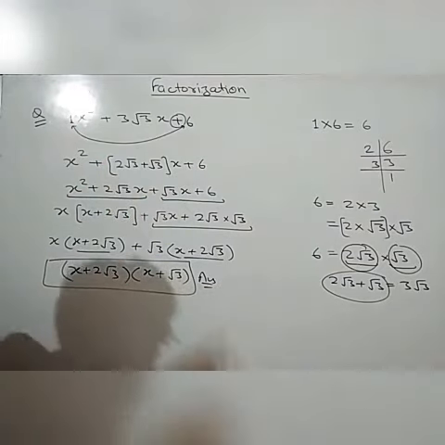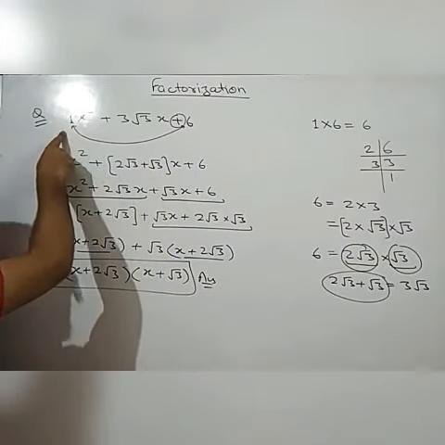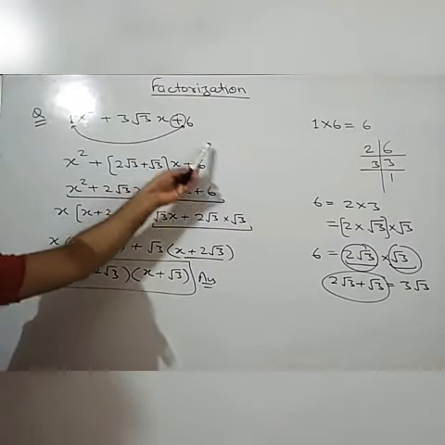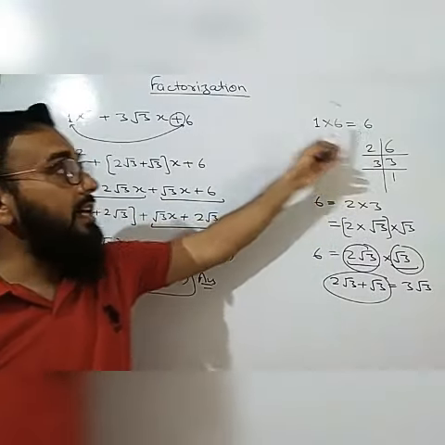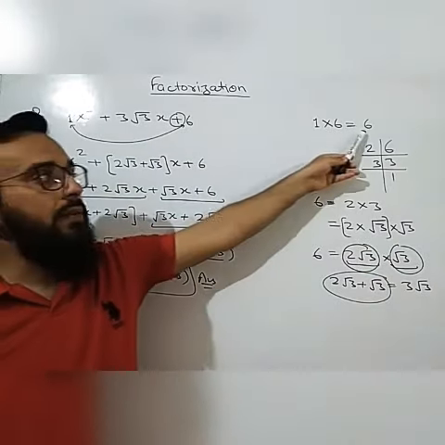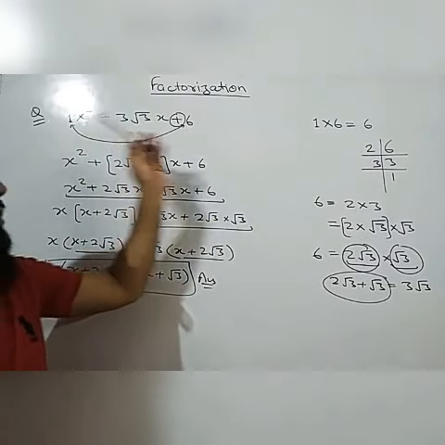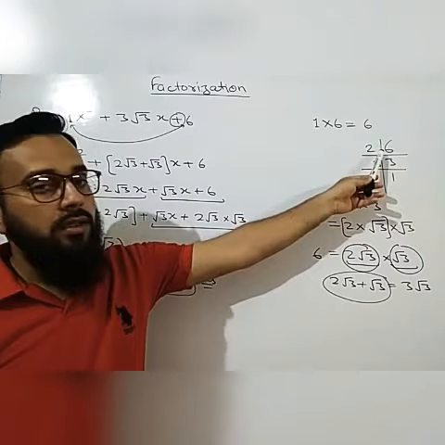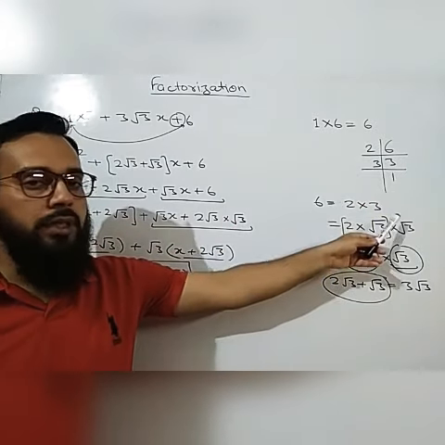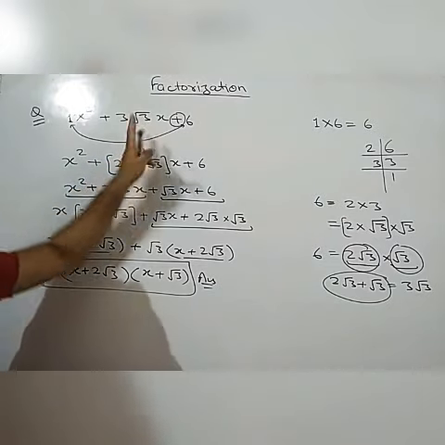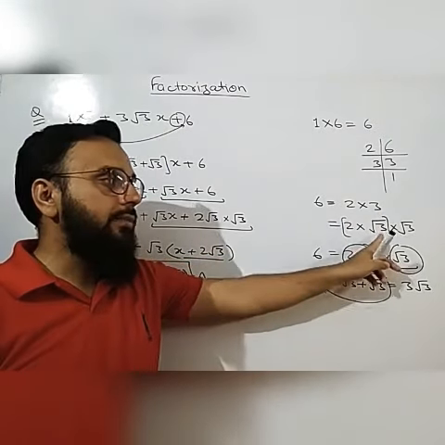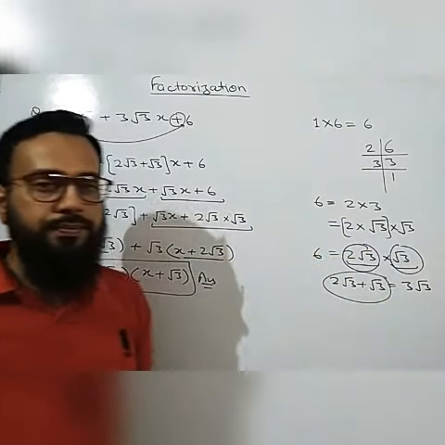the first step is the same. We will multiply the coefficient of x square with the constant term, that is 1 into 6 will be equal to 6. Then factorize that particular number which is obtained by multiplying both these terms. So we factorize 6. The factors of 6 are 2 into 3. But in the expression there is a square root of 3. So we have converted this 3 in terms of root 3 into root 3.